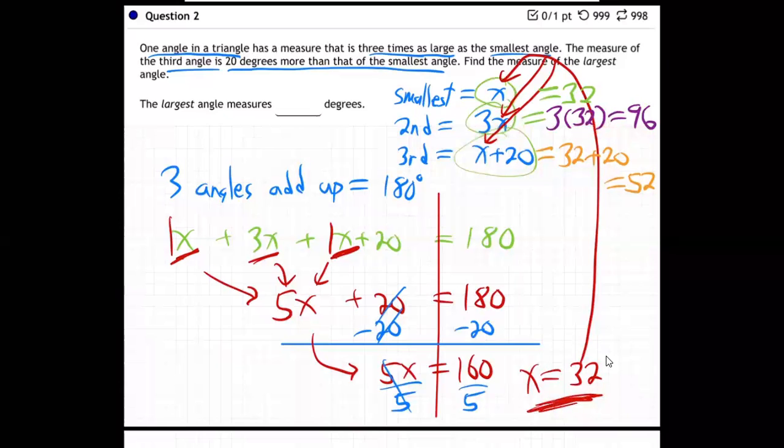So which is the largest? What is the largest? Oh, it's the 96. So the answer is the 96. That one is the largest. So it's not necessarily the third angle. It's the one that's the largest on that. So there we go.